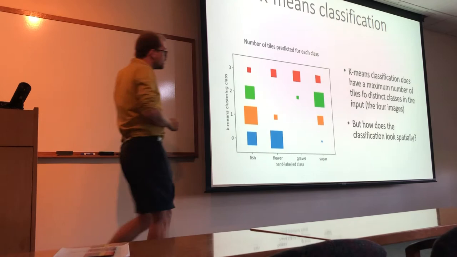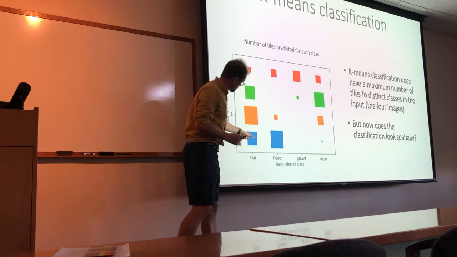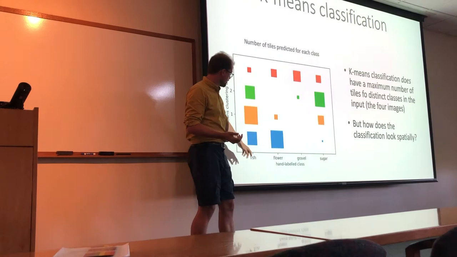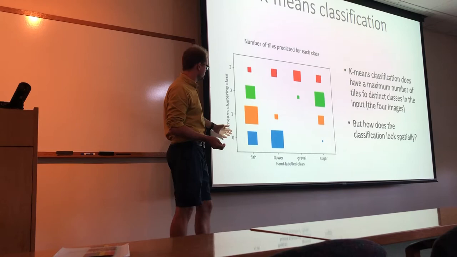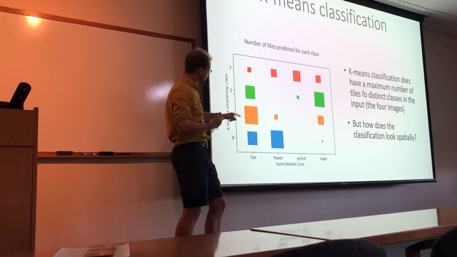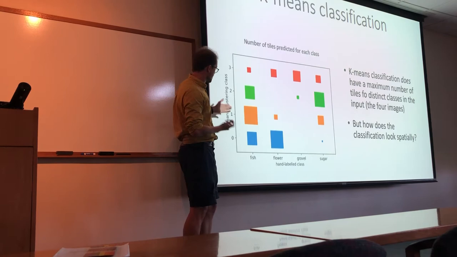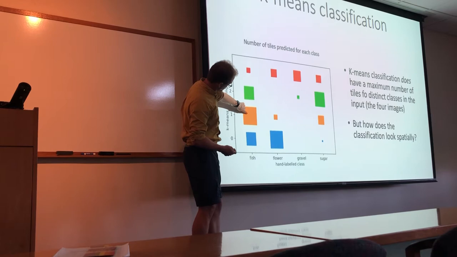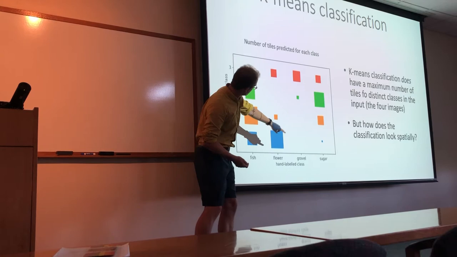So this is a plot to illustrate this. The size of each square is the number of tiles that fit into this classification. Along the bottom you have the image that the tile came from, and along the left you have the number that the k-means clustering put it in. The ideal outcome here would be that there's a biggest square in every column and row. They're not going to be labeled in the same order, because it's just made up these classes. So it appears that the k-means clustering has decided this is fish, 0 is flour, 2 is sugar, and 3 is gravel.